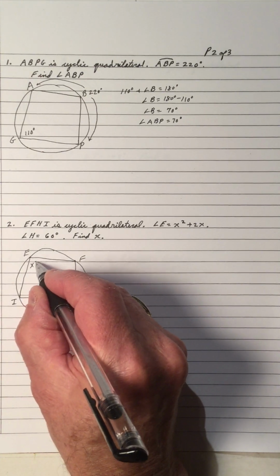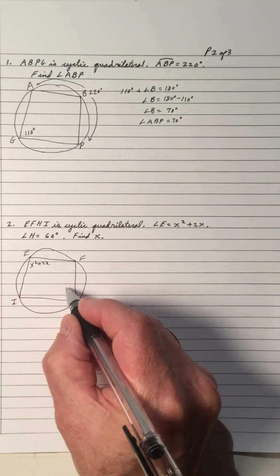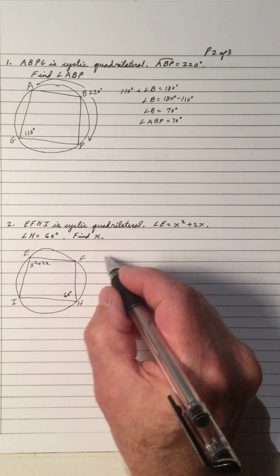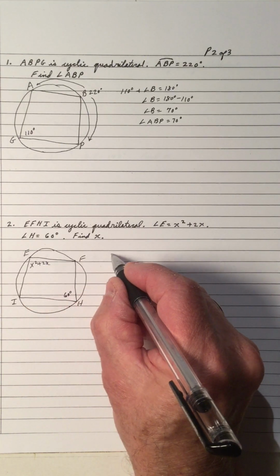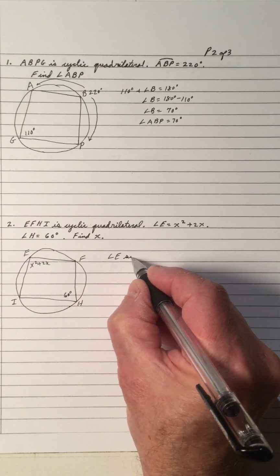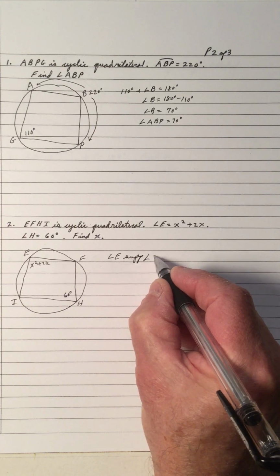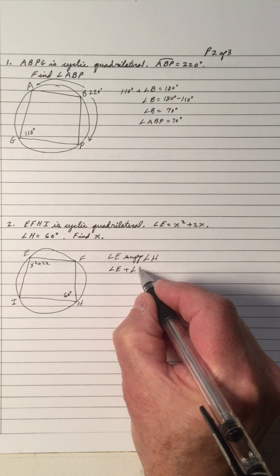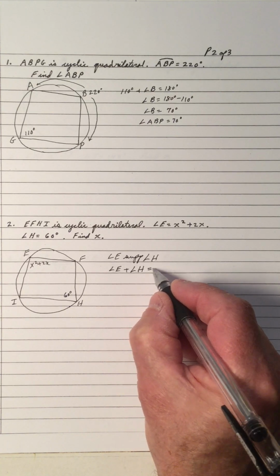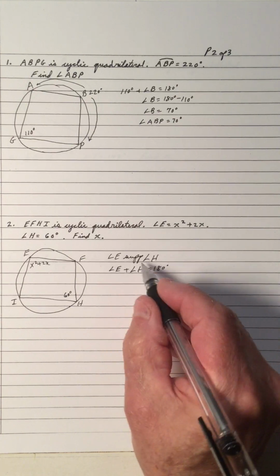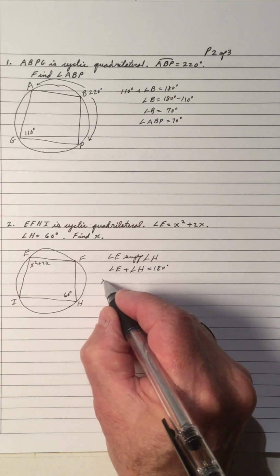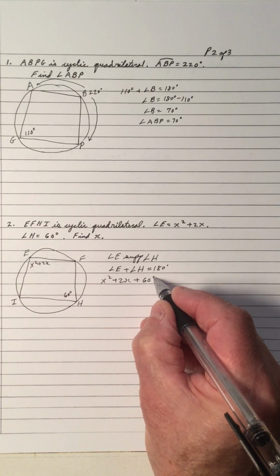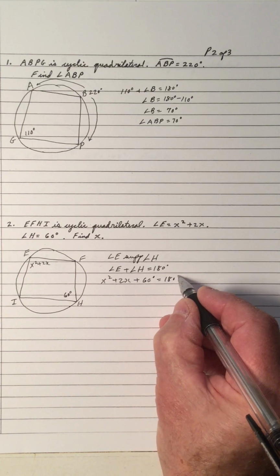Angle E is x squared plus 2x. Angle H is 60. And that means we have a cyclic quadrilateral, so angle E is supplementary to angle H. That means angle E plus angle H adds up to 180, the definition of supplementary angles. So angle E is x squared plus 2x, angle H is 60, and that adds up to 180.